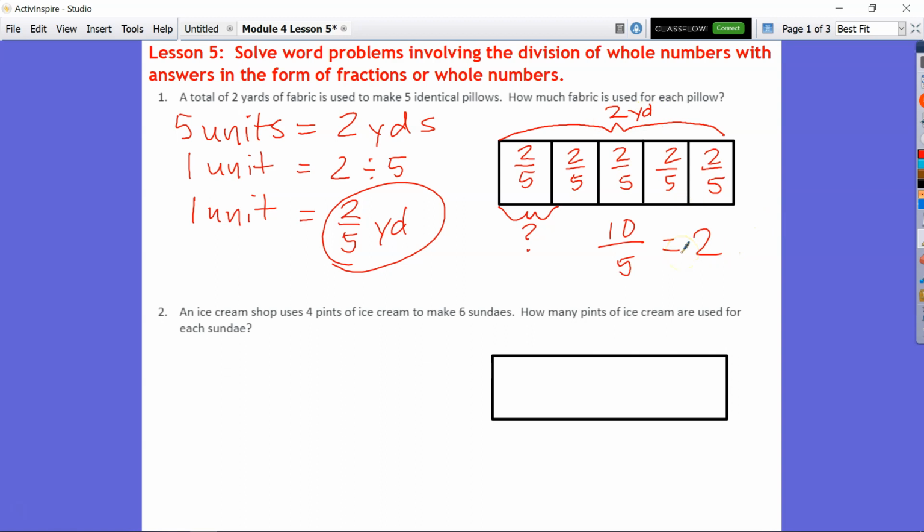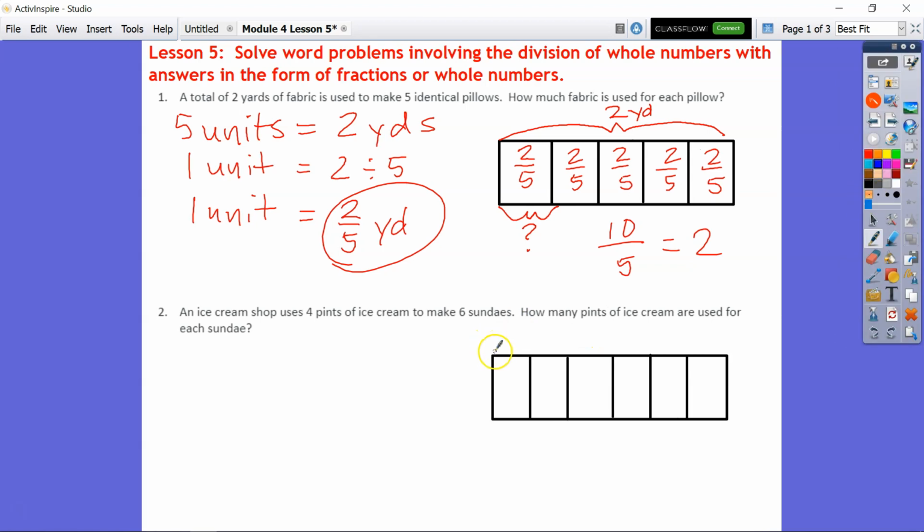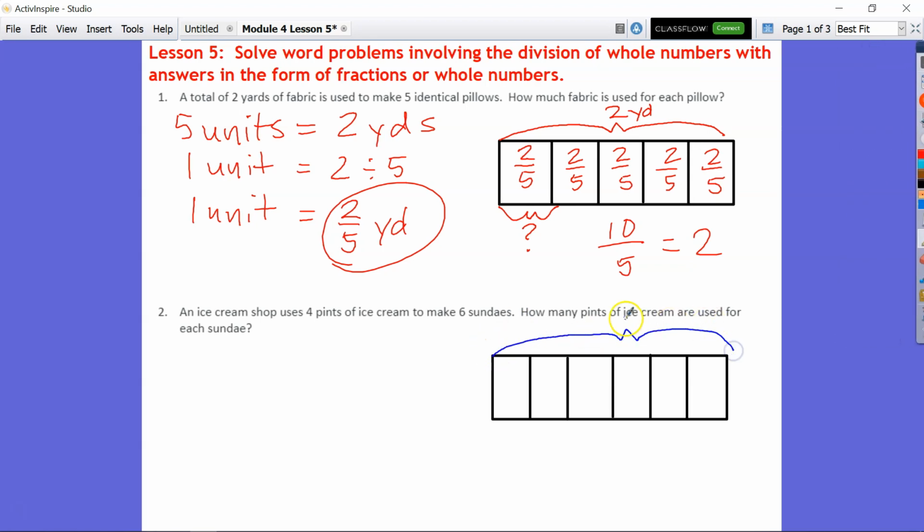Alright, let's go ahead and check out number 2 here. It says, an ice cream shop uses 4 pints of ice cream to make 6 sundaes. How many pints of ice cream are used for each sundae? We know we have 6 sundaes, and I know my total is my 4 pints. 6 sundaes is equal to 4 pints.